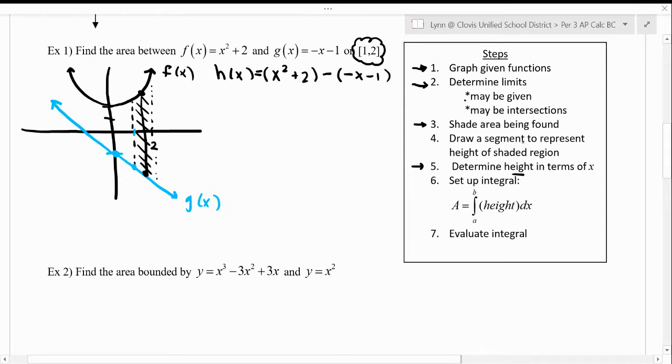Okay? So when I determine what that height is of that shaded region, I look at what the top function is defined by. So my top function. And then I subtract what is the bottom function.